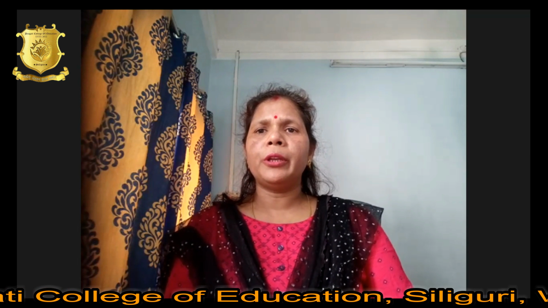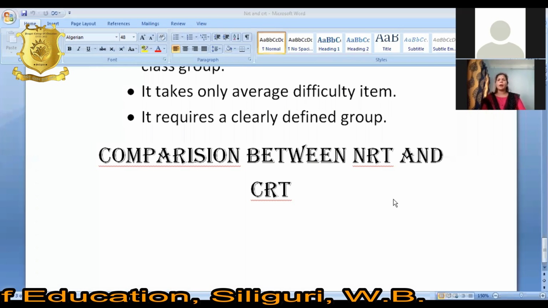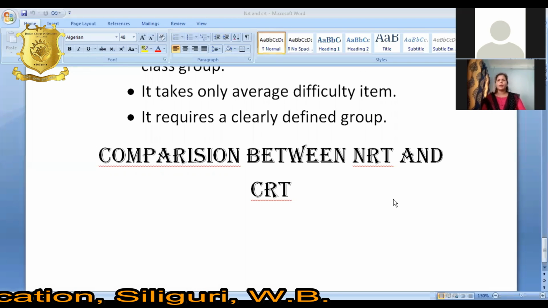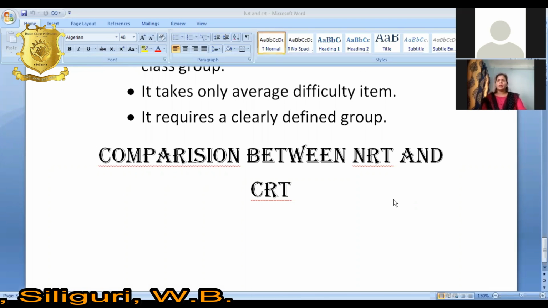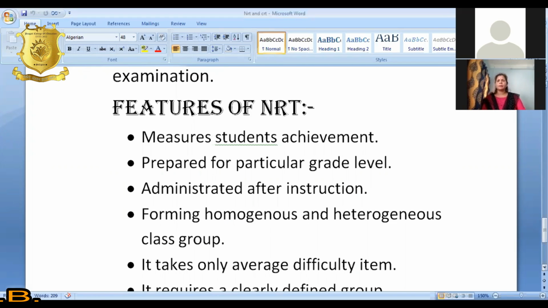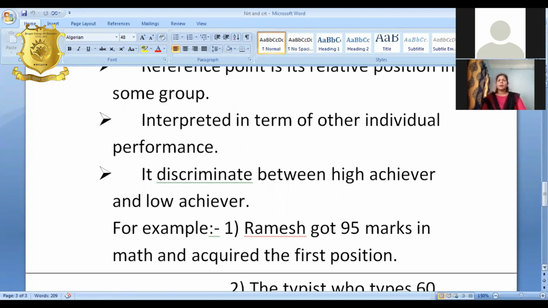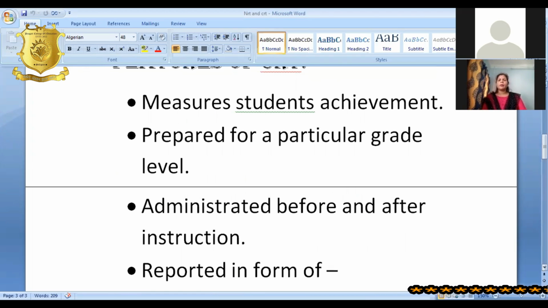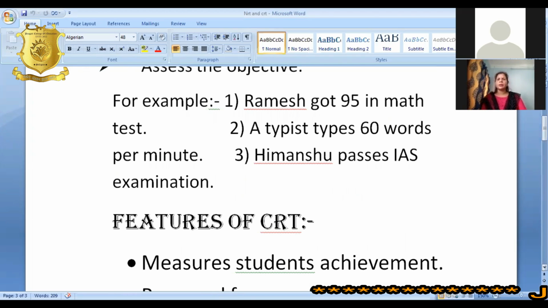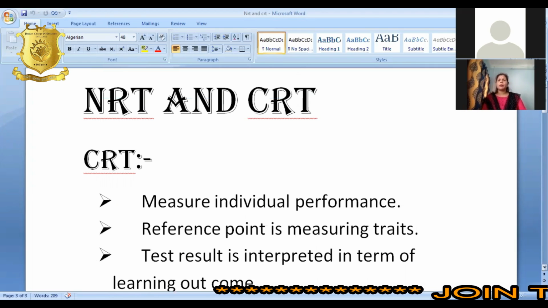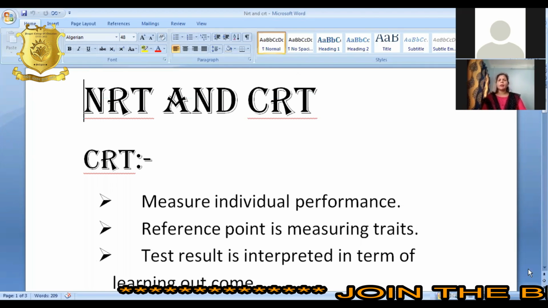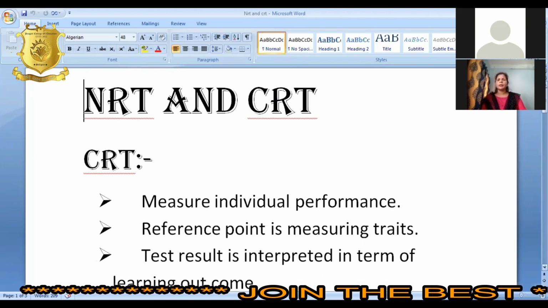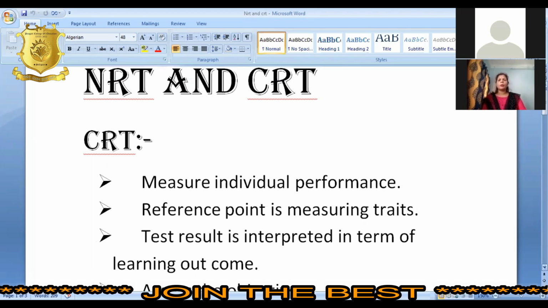I am going to teach about NRT and CRT for B.Ed second semester, course 9, first half, unit 4. Let's discuss what NRT and CRT are. Tests or evaluations are classified into two categories on the basis of interpretation of the test results. One is CRT and one is NRT. CRT means criterion referenced test and NRT is the norm referenced test.